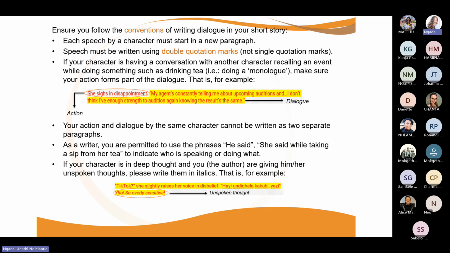So, for example, here, this character is saying something to another character. But then because she doesn't have the guts to say, oh my goodness, this person is so overly sensitive, she says it to herself internally. So what you do is that you write that in italics. So the sentence that is circled in red is an example of an unspoken thought by a character, but this person doesn't have the courage to actually say it to that other person.